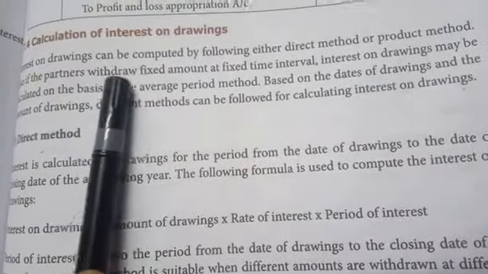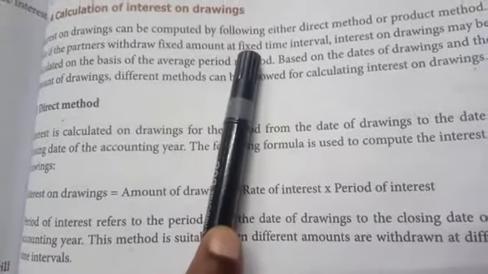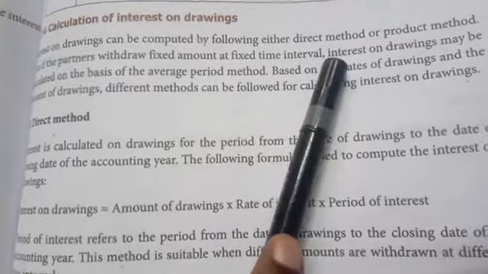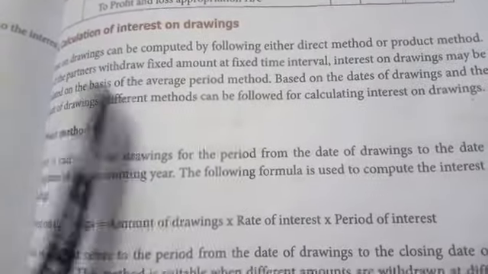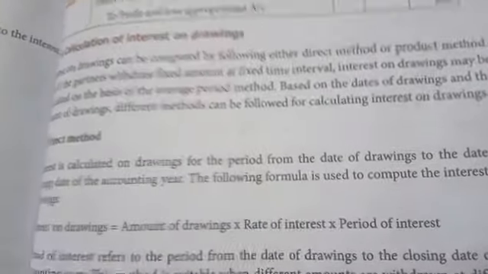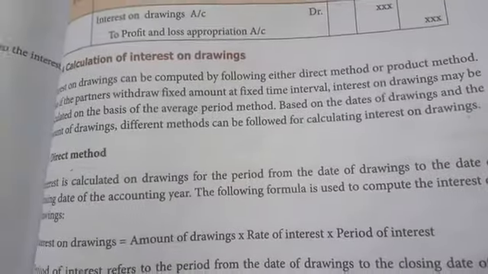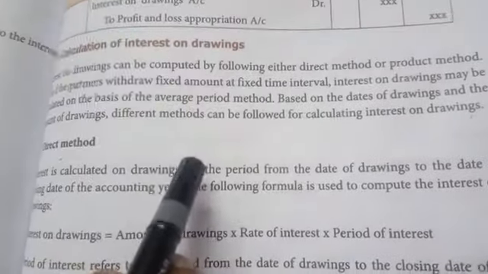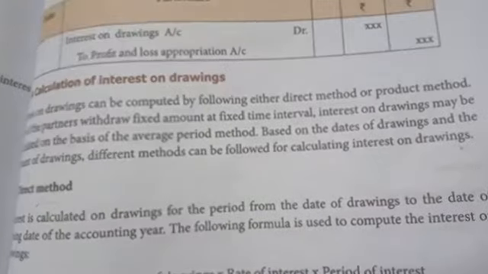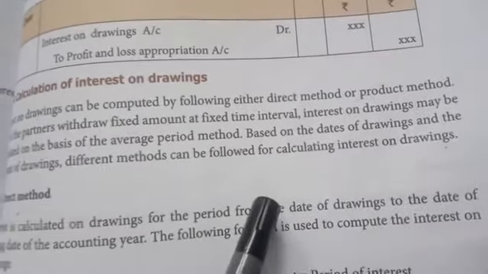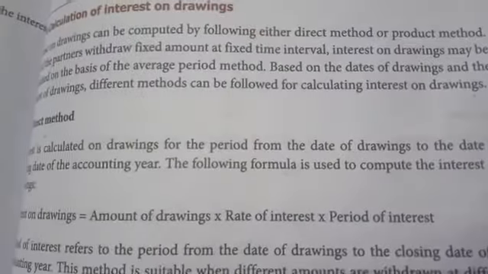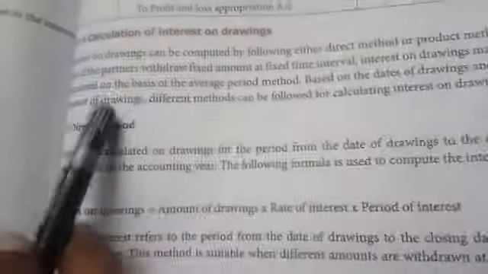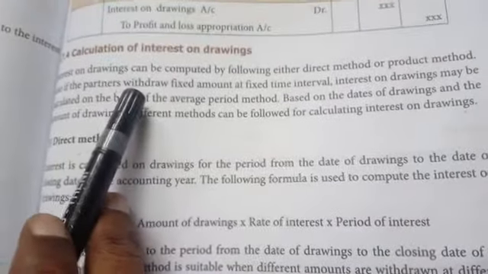Also, if the partners withdraw a fixed amount at fixed time intervals, interest on drawings may be calculated on the basis of average period. For example, every partner withdraws 1,000 rupees per month, at the beginning of every month. Some partners may withdraw in the middle of every month, a fixed amount of 1,000. Some may withdraw at the end of every month, 1,000. So the amount is fixed and the date of drawings is also fixed.